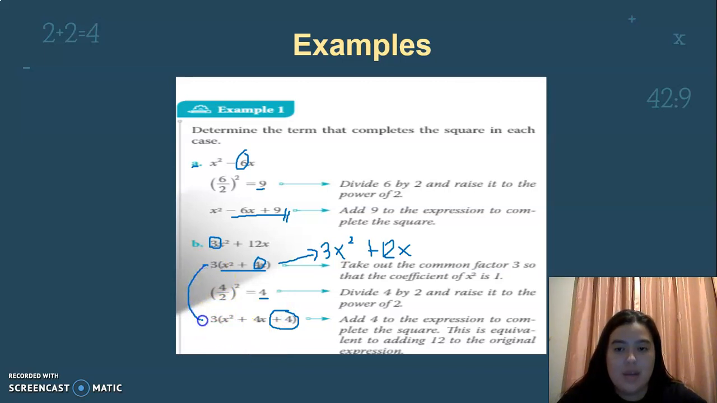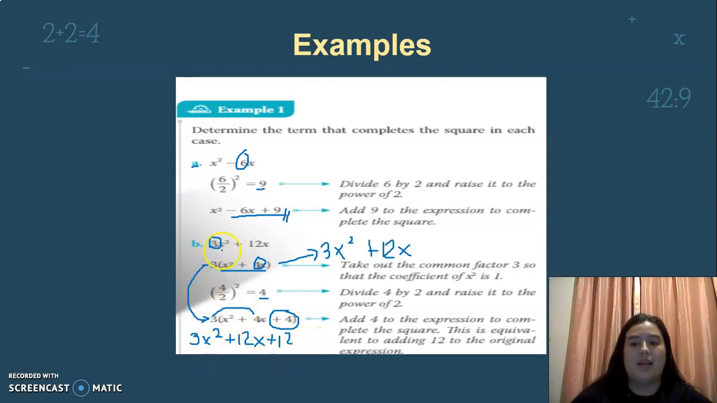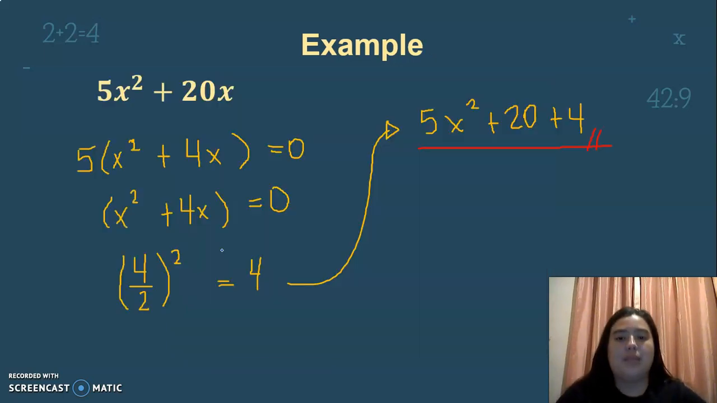So we have to copy and then multiply. 3 times x^2 equals 3x^2. And 3 times 4x equals 12x. And 3 times 4 equals 12. And positive times positive, positive. Okay, so this is the solution for this example, letter B.